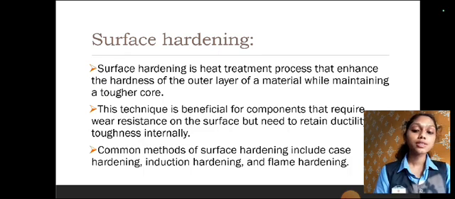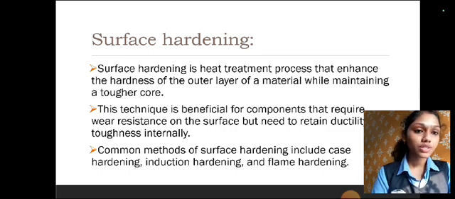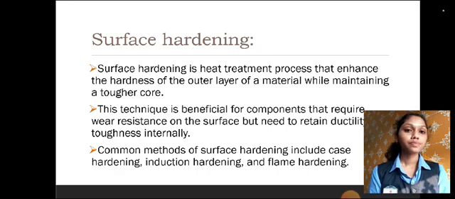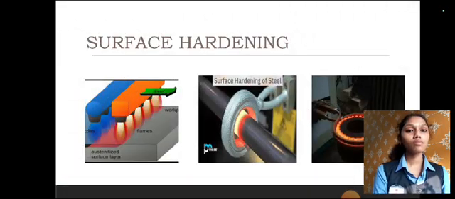Indentation hardness, durometer hardness, scratch hardness, and so on. Common methods for surface hardening include case hardening, induction hardening, and flame hardening. These are the pictures of surface hardening.